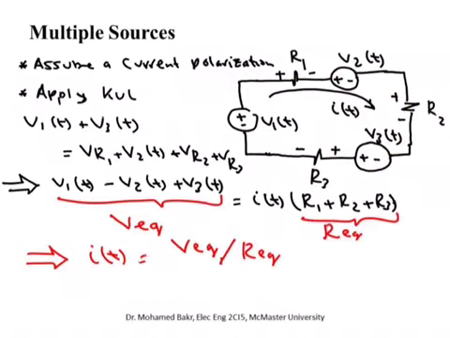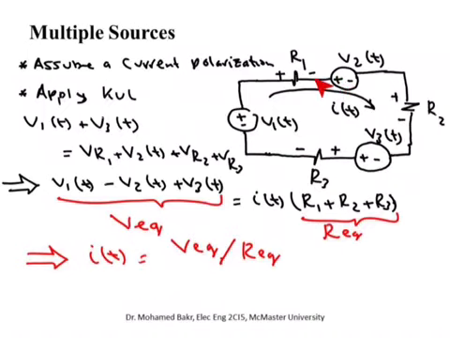for KVL, you can simply say V1 of T minus VR1 minus V2 of T minus VR2 plus V3 of T minus VR3 is equal to 0. Okay, so you can see here this source and this source, V1 and V3, they do help one another, because we go from negative to positive here and from negative to positive here when we go in the clockwise direction, while V2 is opposing them.